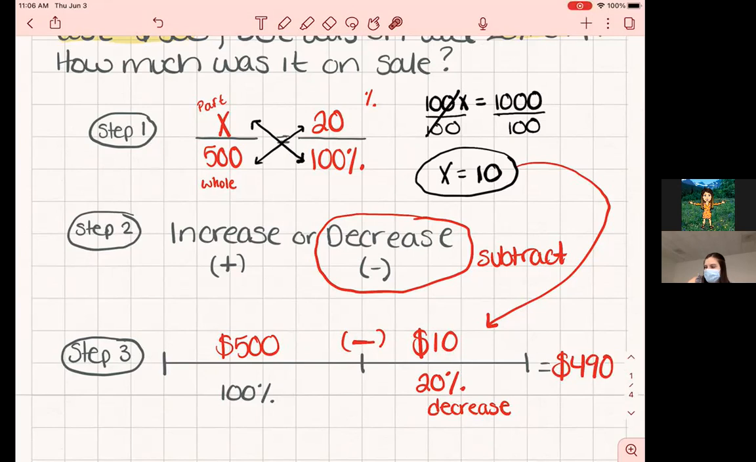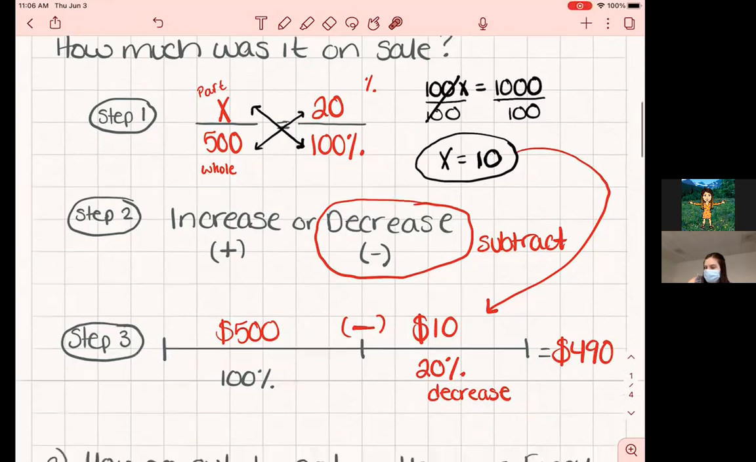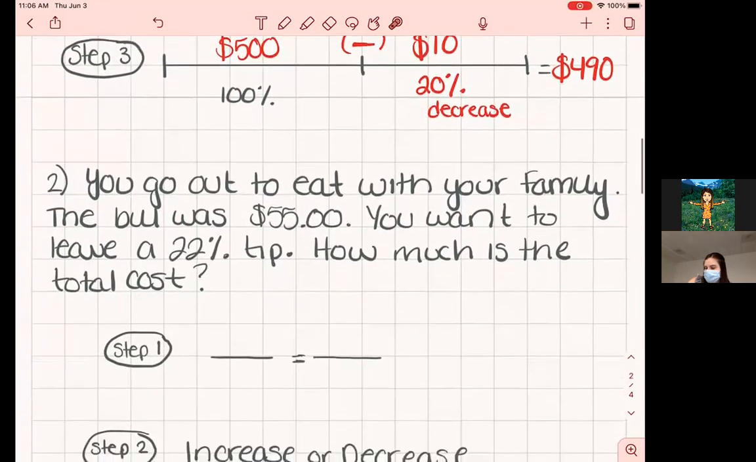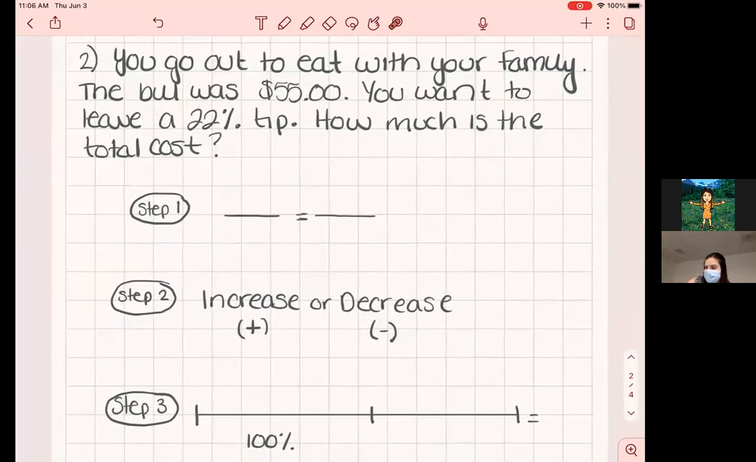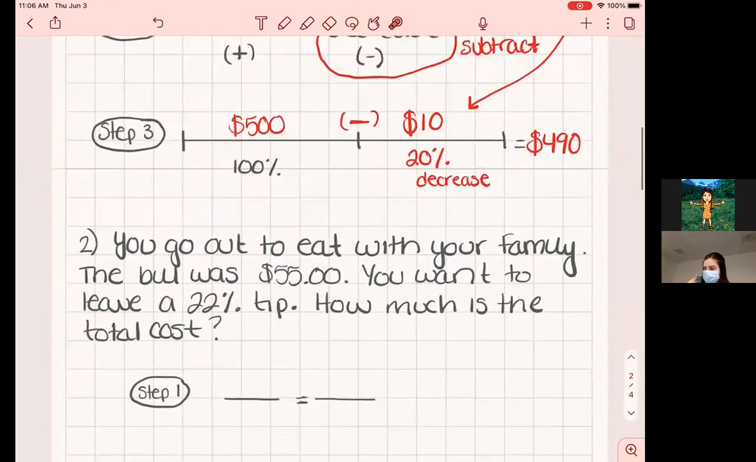So let's see if you can work your way through this next one on your own. See if you can set it up. You go out to eat with your family. The bill was, actually, let's take it one step at a time. The bill was $55. You want to leave a 22% tip. How much is the total cost? I would like you to copy this down and set up your percent proportions.